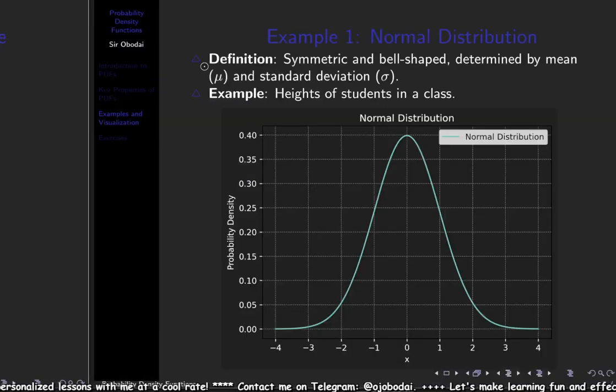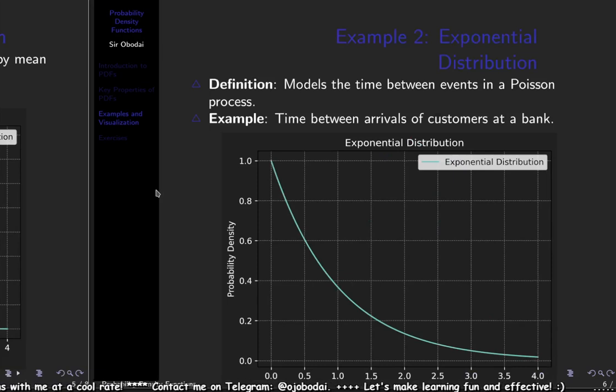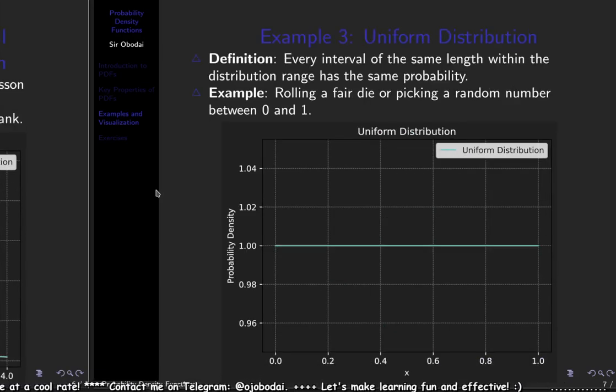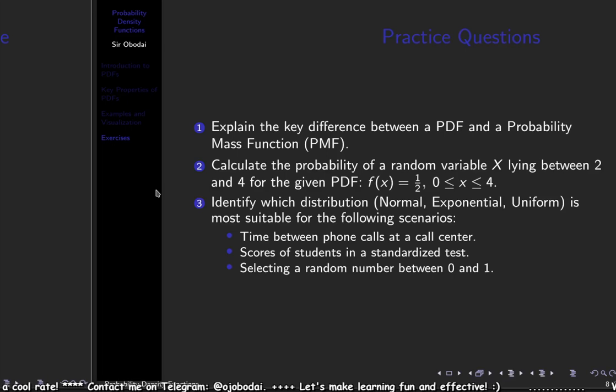All right, so basically this is the probability density function shown in a normal distribution. We won't go much into these examples because we'll be solving the examples as we proceed. So these are some questions you can also try your hands on before we start solving the questions together.